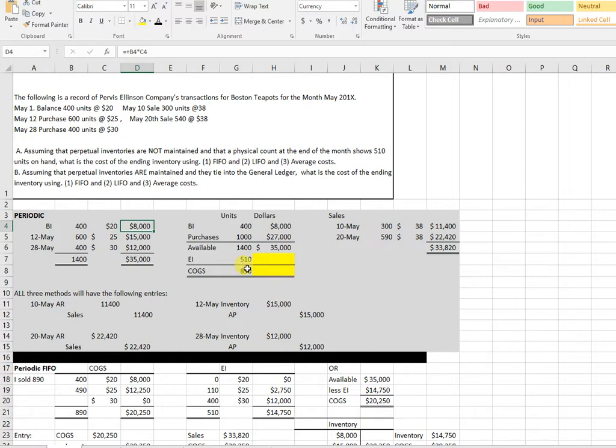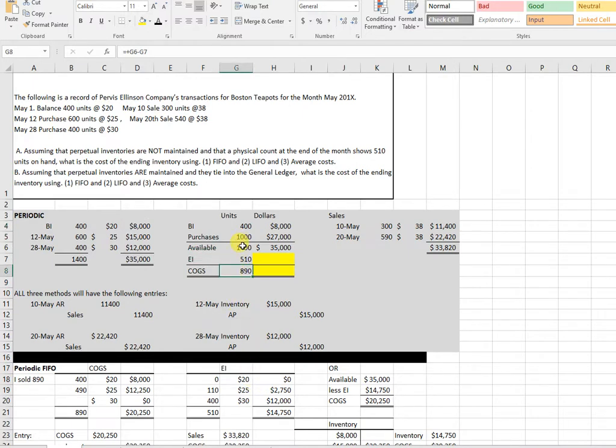So what I do is ignore these sales. I'm going to have this accounts receivable sales entry, but I'm not necessarily going to record the cost of goods sold inventory at the end. I simply go through my layers as if I pretend all the sales are happening at the end. So first in, first out, I have my little computation. I sold 890 again.